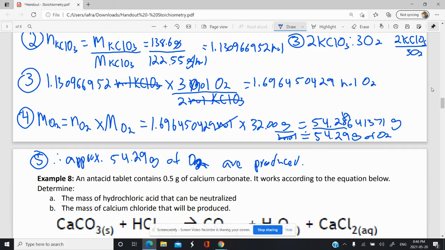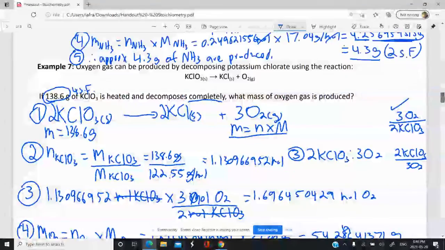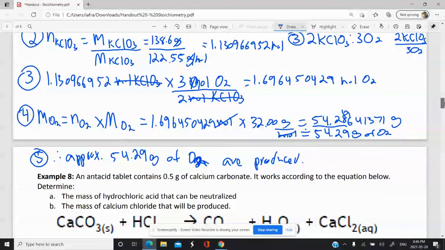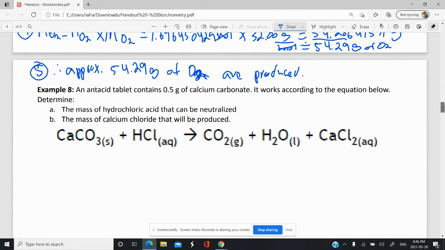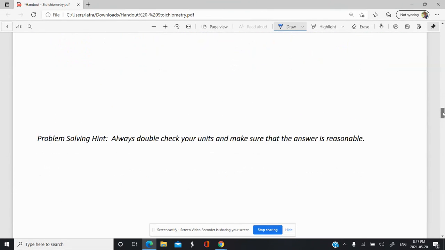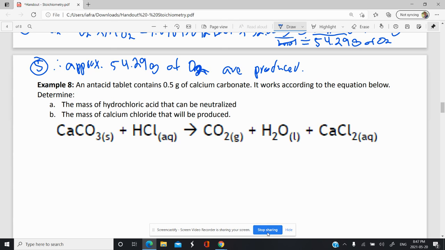All right, so that was example 7 from your handout, another mass-to-mass stoichiometry. In the next video, we're going to be doing example 8. Don't hesitate to try it yourself first and then to check the video answer key afterwards. So look forward to that in the next video.